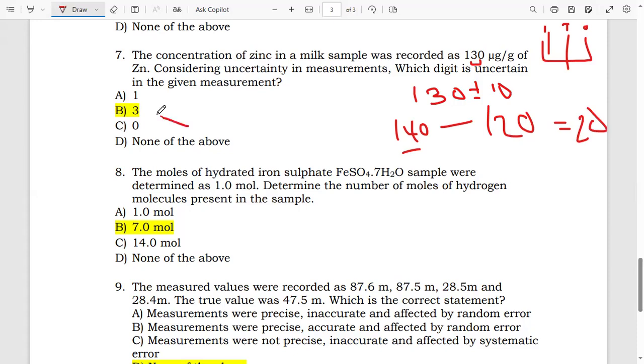Okay, so you can see why they picked 3 there as the uncertain digit. Always remember, the last significant value is the one that is uncertain. If you only have one significant value in a number, it means that in that number, there is no uncertain digit, and the range of that number will just be 0.